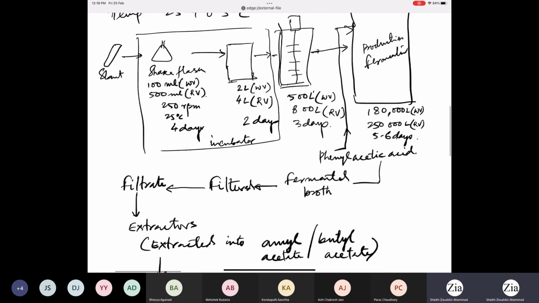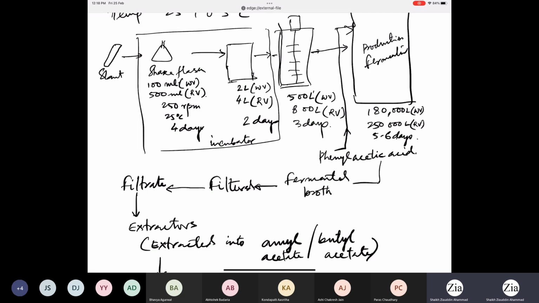And after doing the fermentation, you just take out the entire fermented broth. Here, actually, the penicillin is dissolved in the liquid phase. So you need to separate the solid biomass, that is the fungal biomass. So you do filtration and then you work on the filtrate because your antibiotic is present in the filtrate. So after separating the filtrate, you need to extract the compound using an appropriate solvent.